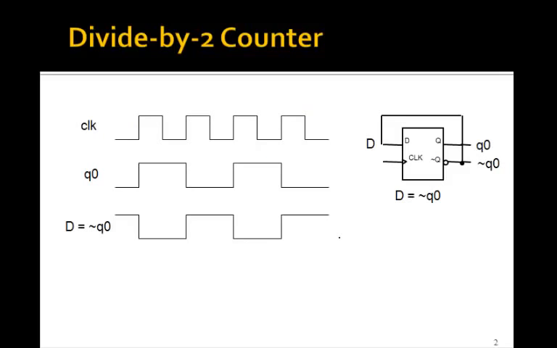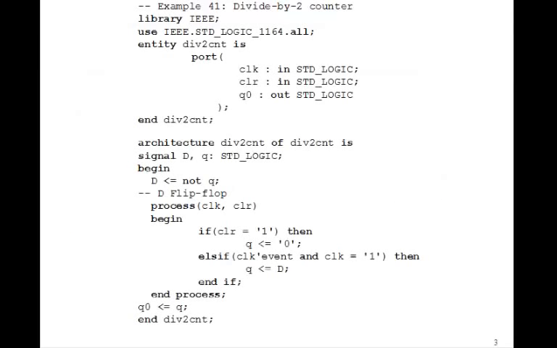Why a counter? Well, we can think of this as a 1-bit counter that just counts from 0 to 1. So it goes 0, 1, 0, 1, 0, 1. Not too interesting, but we did produce a clock at half the frequency of the clock. Let's see how we implement this in BHDL.